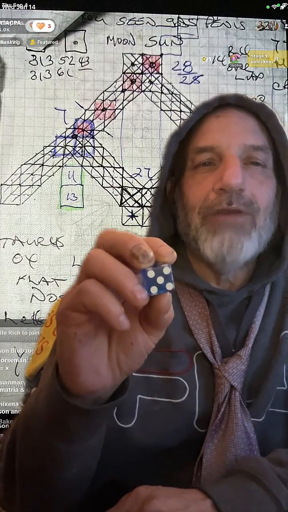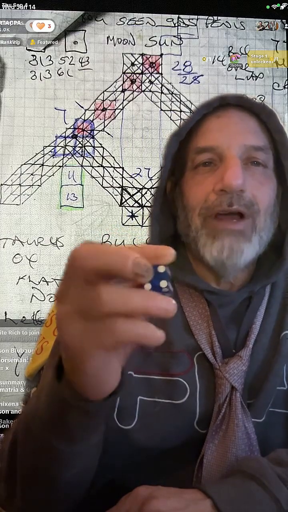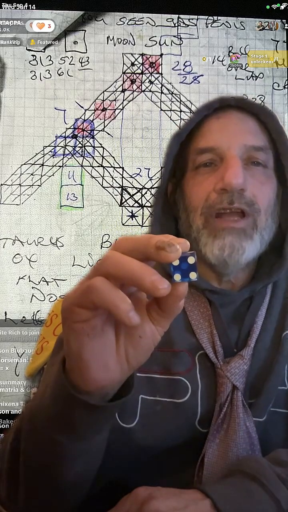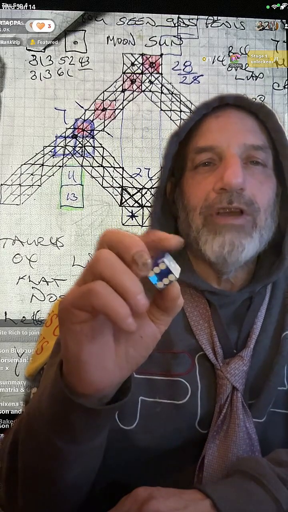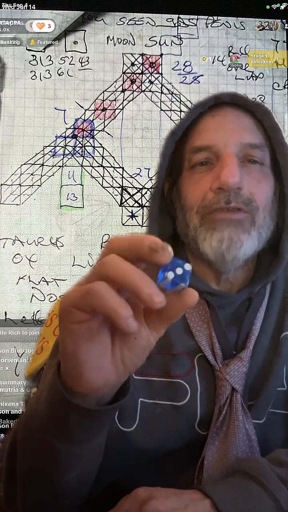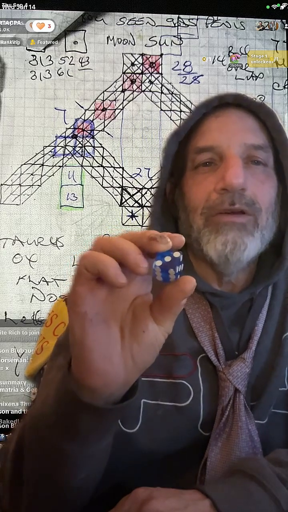5 by 5, 5 plus 5, 25 and 10, 35, 3 and 5 is 8. The 4 times 4, 4 plus 4 is 16 and 8, 24. 2 and 4 is 6. 3 times 3, 3 plus 3 is 9 and 6, 15. 1 and 5, 6. This is a pretty perfect cube.